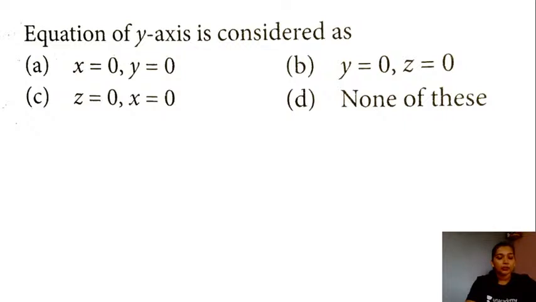So here is the next question. The equation of the y-axis is which of the following options? Option A is x equals 0, y equals 0. Option B, y equals 0, z equals 0. Option C, z equals 0, x equals 0. And option D, none of these. What will be the equation of the y-axis?